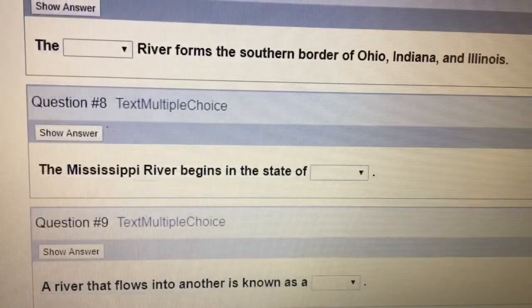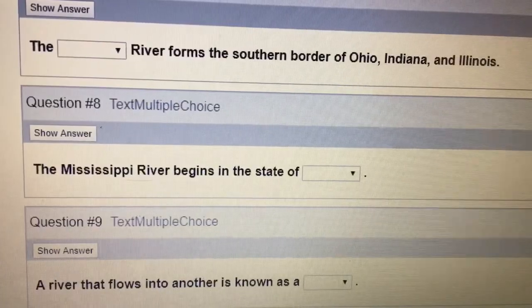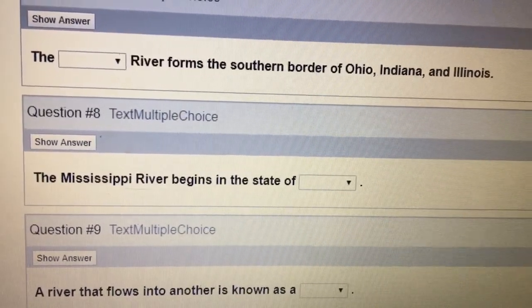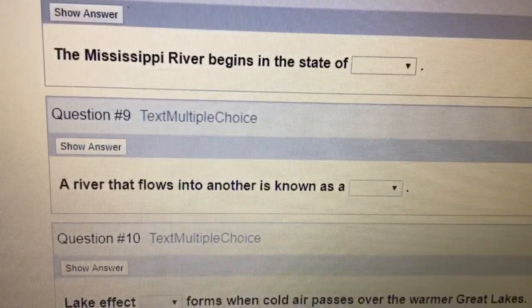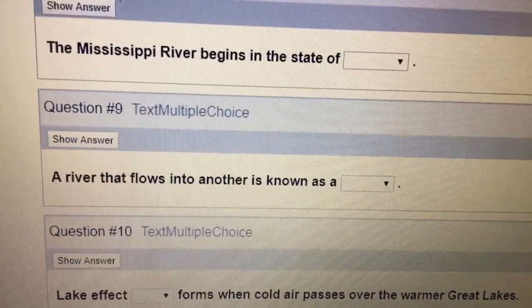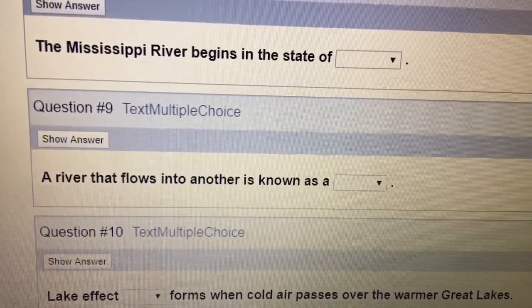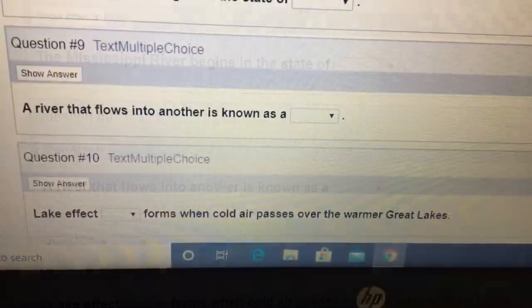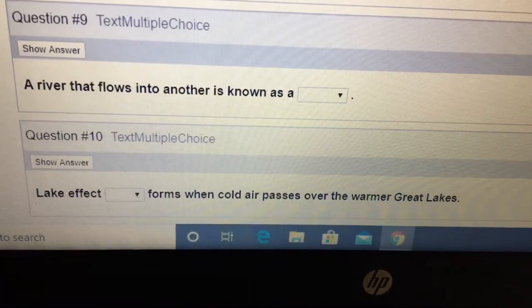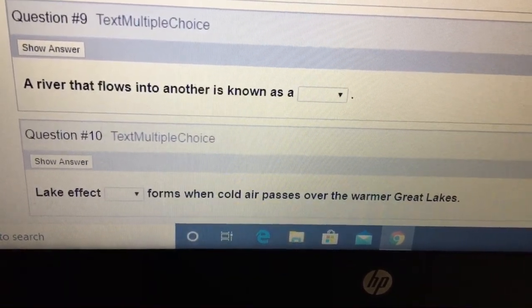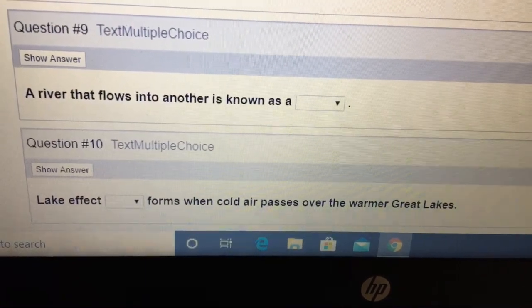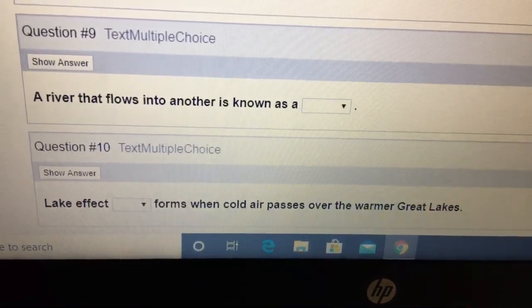Question 8. The Mississippi River begins in the state of blank. Use your drop-down box to find your answer. Question 9. A river that flows into another is known as a blank. Use your drop-down box to find your answer. Question 10. Lake effect blank forms when cold air passes over the warmer Great Lakes. Use your drop-down box to find your answer.